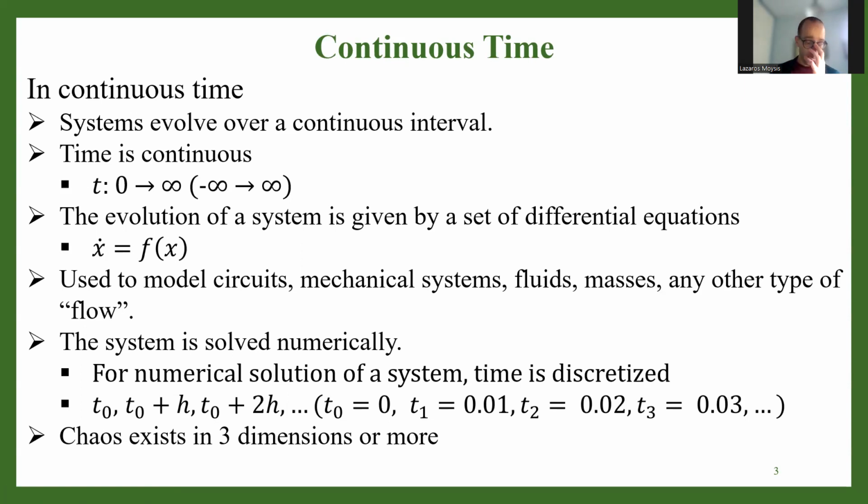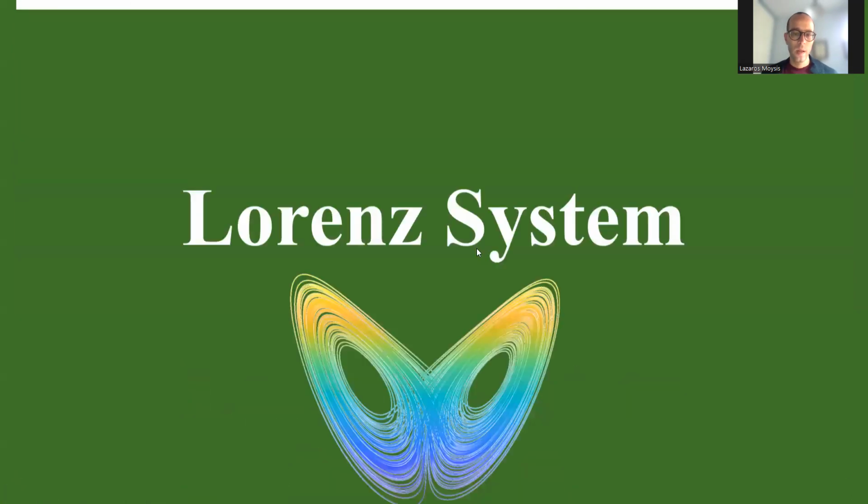Okay, and remember, a very well-known fact: to have chaotic behavior, you need to have 3 or more dimensions. And this means 3 differential equations or more. With 2 differential equations, if we are not explicitly dependent on time, we cannot obtain chaotic behavior. Okay, so these are the general basics.